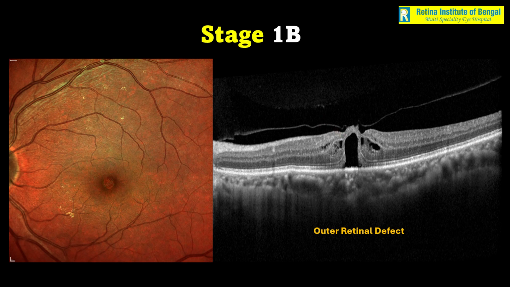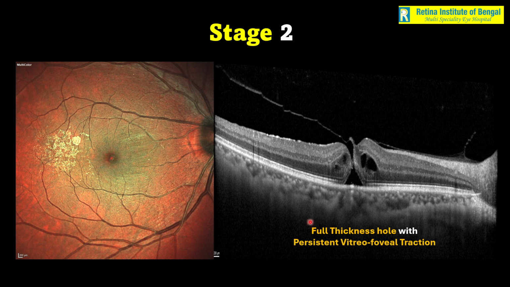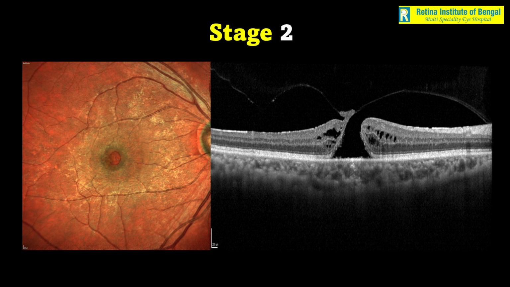As the traction continues to pull on the fovea, you end up with a full thickness macular hole with persistent vitreofoveal traction, which you can see here. This part of the retina is still being dragged. Here the vitreous is separated from the retina and there is a full thickness hole. So this is stage 2 macular hole. This is also a stage 2 macular hole, but the size of the hole is more here. So the gap has increased, but you can still see there is persistent vitreofoveal traction.